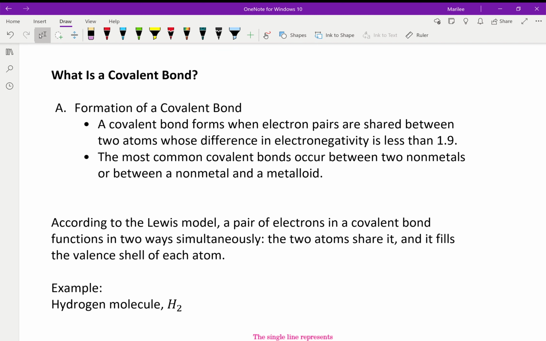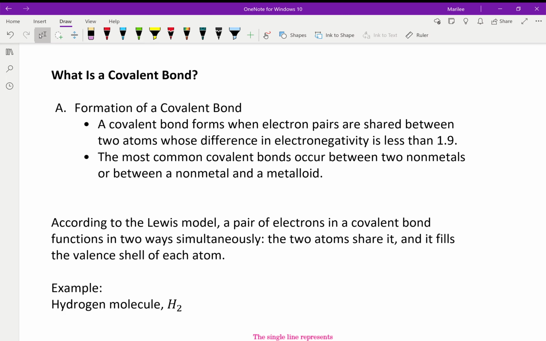So what is a covalent bond? I'm sure you guys took that in high school chemistry, right? Formation of a covalent bond. A covalent bond forms when electron pairs are shared between two atoms, right? We went over that the difference in electronegativity is less than 1.9.